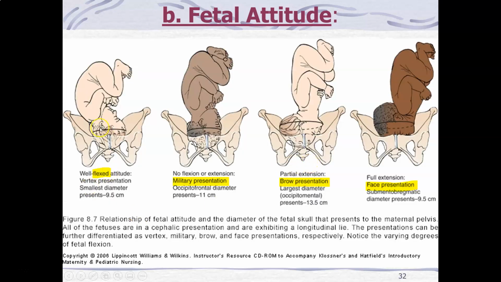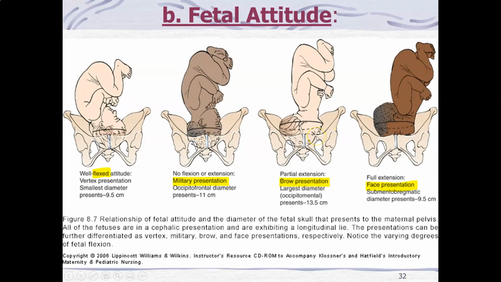So what we have here is a flexed position. This is what we want, baby's chin to chest, which presents right here. This measuring right here is approximately 9.5 centimeters from the forehead across the back of the occiput to fit through the birth canal. This right here is what we call military presentation. It is not flexed or extended. It is just looking straight on. But this, now we've come down quite a bit to above the eyes in measuring the forehead to the occiput. And this measurement is quite larger at about 11 centimeters.